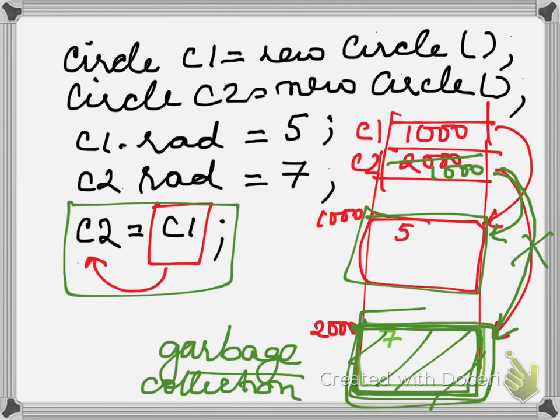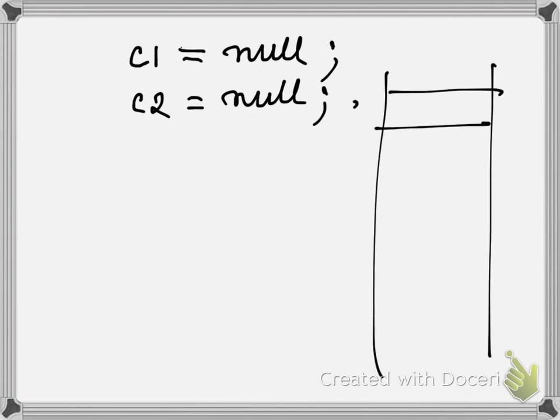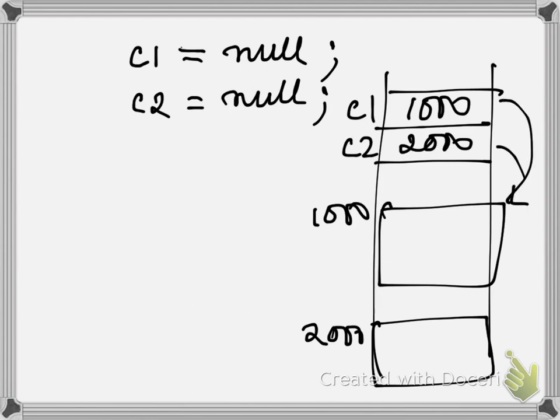Or you can do something else. Suppose I write something like this. I have object C1, and I have object C2. Now I can assign the special value called null to these. So now what happens again? Let us look at the memory map. This was C1 referring to 1000, C2 referring to address 2000. So I have address 1000 here, address 2000 here. Initially these were the references.